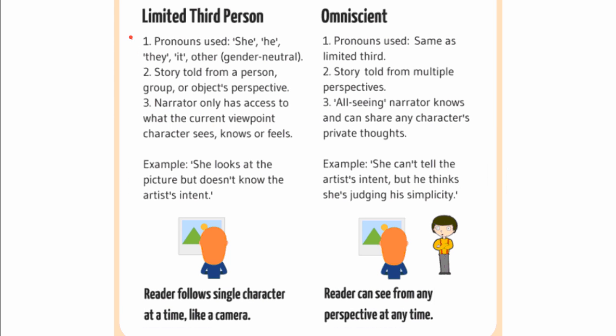There's third person limited, using she, he, stories told from a person's perspective, but the narrator only has access to that one, knowing how that one person thinks or feels. So she looks at the picture, but she doesn't know the artist's intent. And then there's third person omniscient. The only difference between third and first is in omniscient, the all-seeing narrator knows the character's thoughts and feelings of multiple characters. So she can't tell the artist's intent, but he thinks she's judging his simplicity.